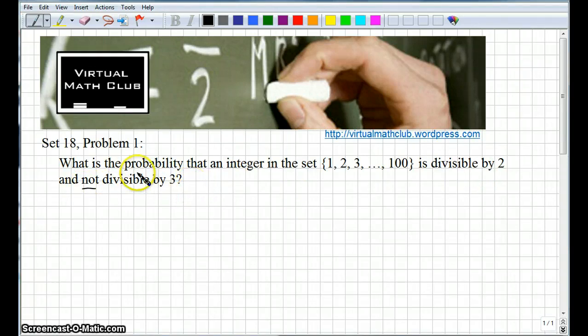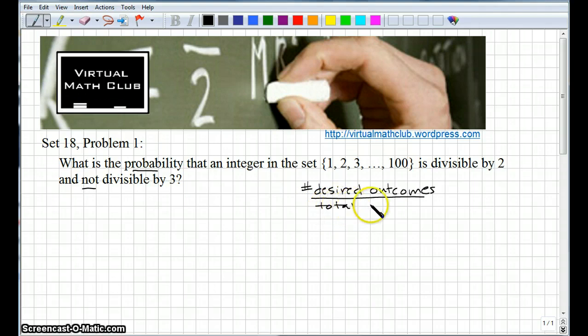Well, let's see. First of all, we need to know the definition of probability, right? So, when we are calculating probability, we take the number of desired outcomes, and we divide that by the number of total outcomes, right?